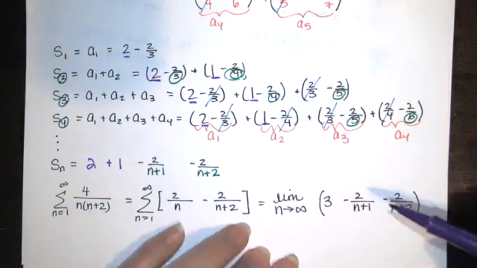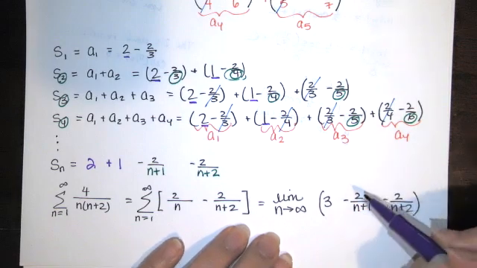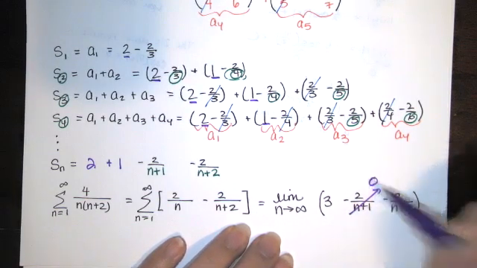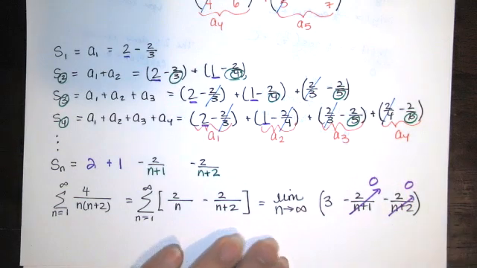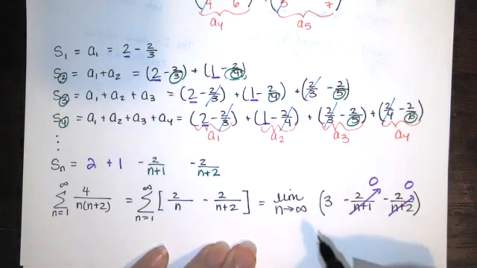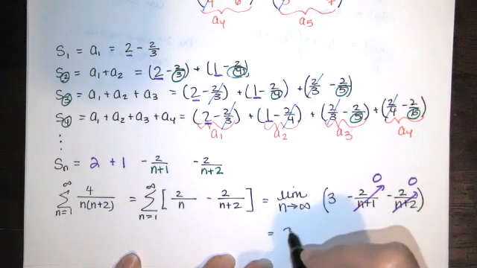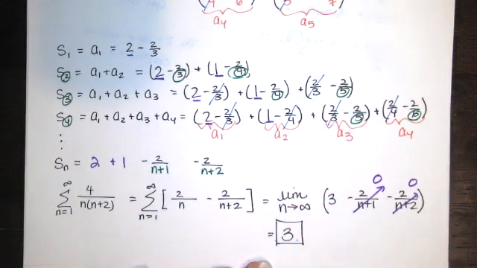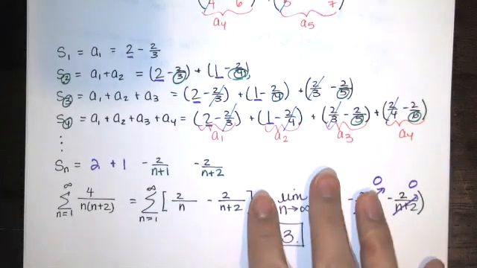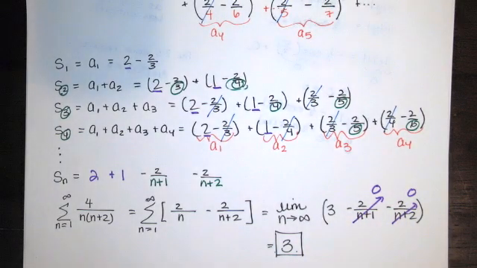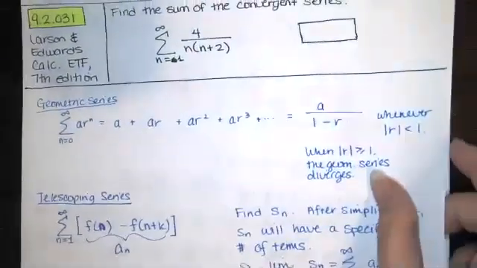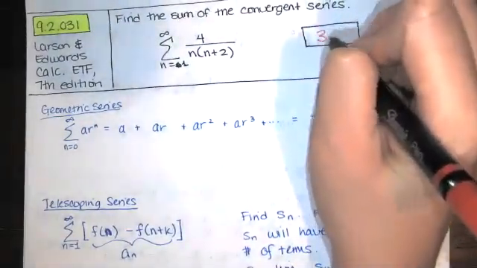And as n goes to infinity, this is 2 over a really large number, which is a really small number, so that's going to go to 0. Similarly, that's going to go to 0. As n goes to infinity, the nth partial sum of the series will get closer and closer to 3. And so that is the limit that we are looking for. That is the limit of the nth partial sum of the series, which means it's the sum of the series. So we'll go to WebAssign and we'll type in a 3 right there.